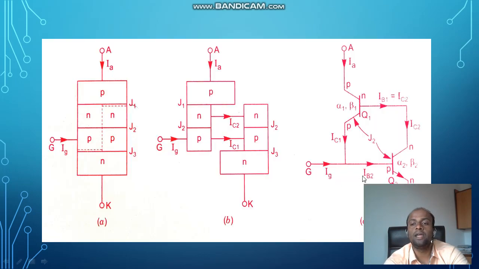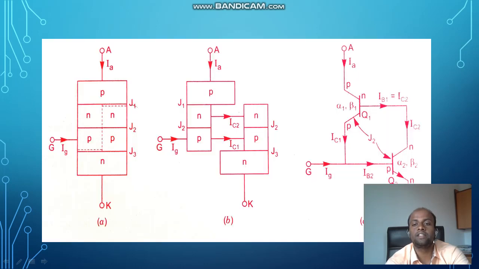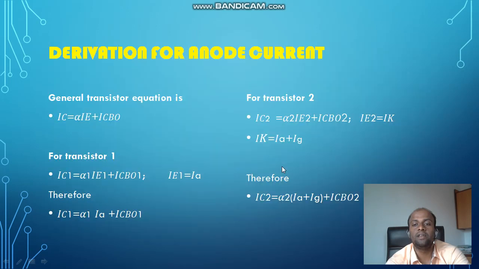Now for transistor 2, you can see IE2. IE2 means this is emitter. This IE2 is nothing but cathode current IK. So I can replace that IE2 by IK in this equation. Instead of IE2 I can write IK. Now IK is nothing but IA plus IG, which I have written here, IK equal to IA plus IG.